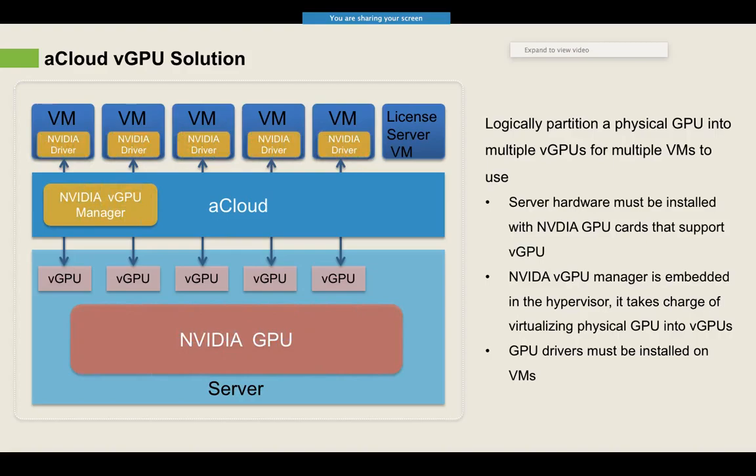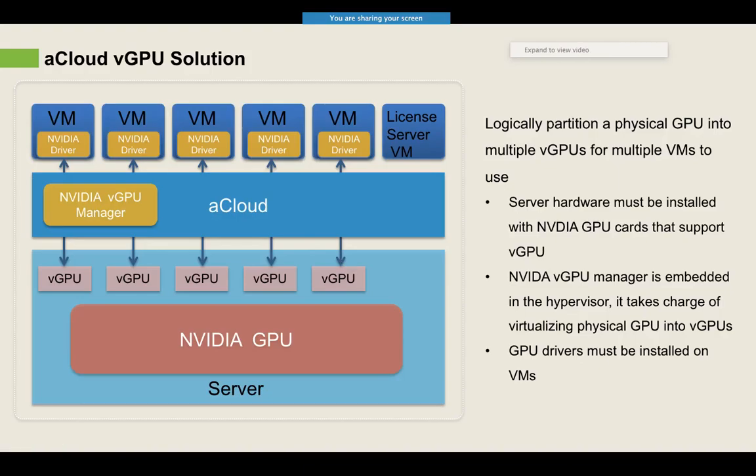And in this version, we've added vGPU support in collaboration with NVIDIA. Basically, we've embedded NVIDIA vGPU Manager into our hypervisor, into aCloud. The NVIDIA vGPU Manager has the ability to logically partition a physical GPU into multiple vGPUs for multiple VMs to use. As long as the VMs are installed with the NVIDIA driver, and in hardware, there is an NVIDIA physical GPU graphics card on that server, combined with the aCloud virtualization platform, we are able to provision the vGPU power to those VMs.